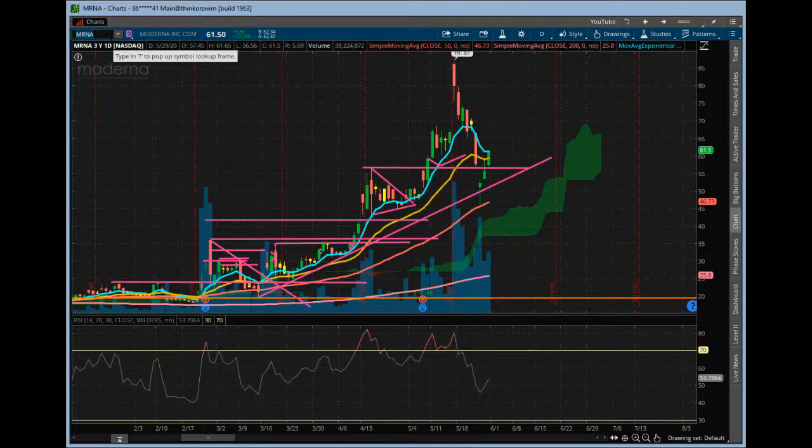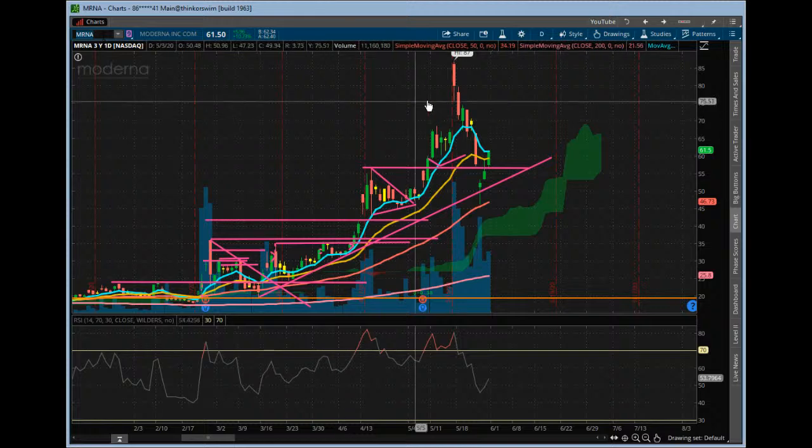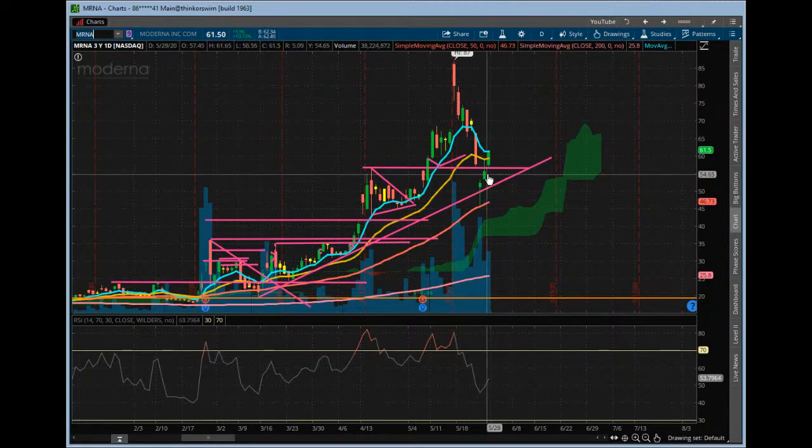Science journals were saying the testing was inadequate and all that stuff. So it did drop pretty significantly off of that, but it just bounced off the 50-day moving average and it came right back to the 8. So let's see how it holds those levels.